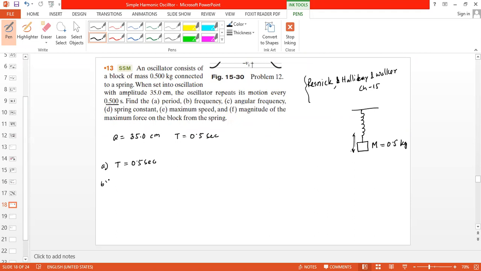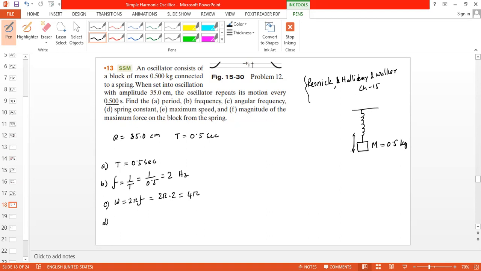This is very easy math. Then in part B, they are asking for the frequency. Frequency is equal to 1 over time period, that is 1 over 0.5, which is equal to 2 hertz. C is the angular frequency. Angular frequency omega equals 2 pi times f. So 2 pi times 2 is equal to 4 pi.